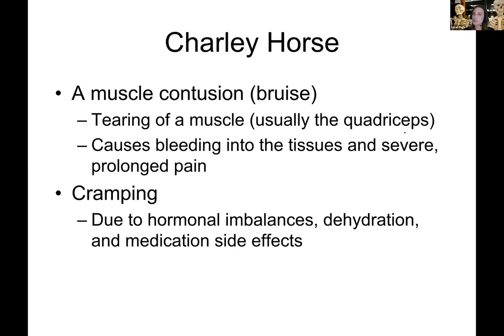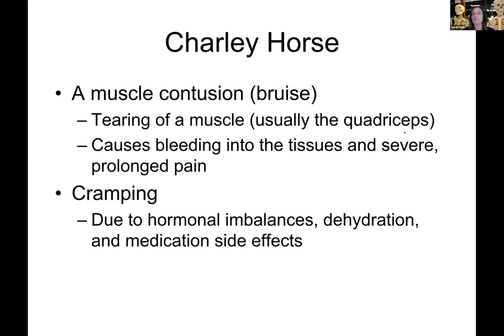And then the last disorder I'll mention is a Charlie horse. This is a bruise to the muscle. Usually the muscle tears and you get bleeding in the area, that's what a bruise is. It's very common in the quadriceps and the hamstrings, and it causes pretty severe cramping.